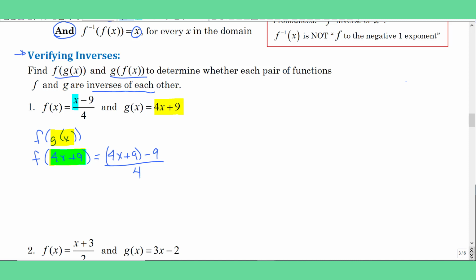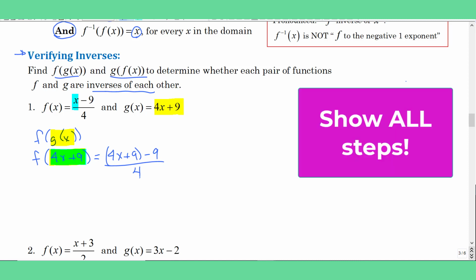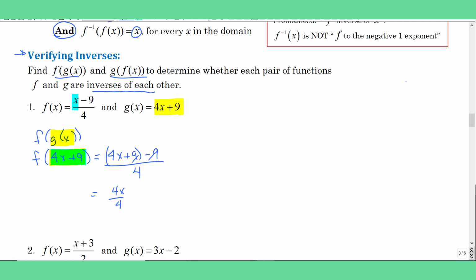Now the arithmetic should be very easy, but you need to show all your steps. I know that 9 minus 9 is 0. And again, I'm going to write that step down. And then I can divide 4 divided by 4, and I get x. So can I conclude that these are inverses? Not quite yet, because I now have to do it the other way.